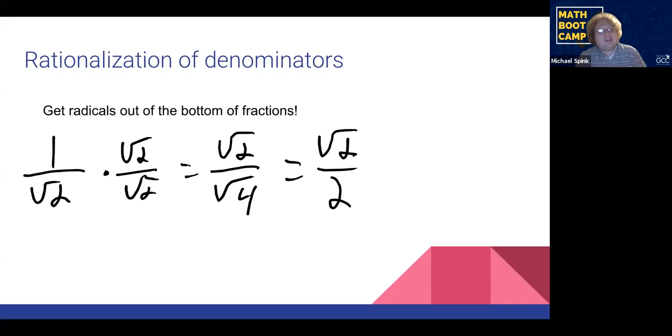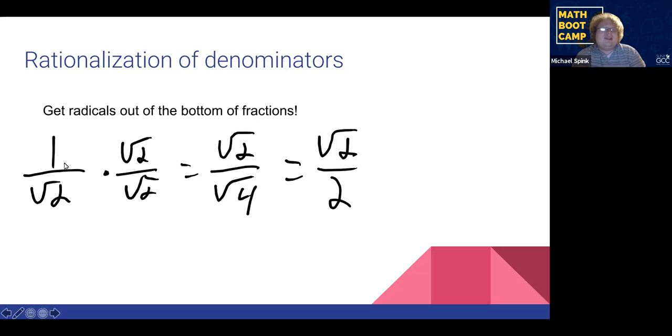So our method is going to be multiplying top and bottom by that radical. In this case, radical 2 over radical 2, which we can do as radical 2 divided by radical 2 is just 1. We're not changing the value of the fraction, we're just changing its appearance. We're putting a different shirt on it.